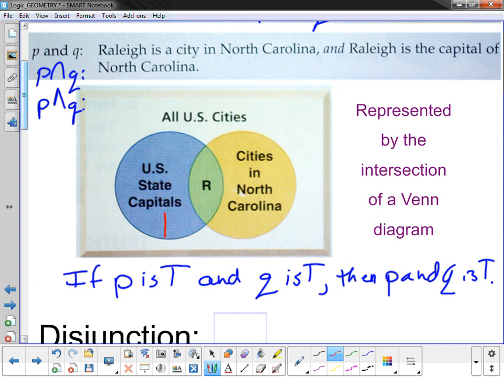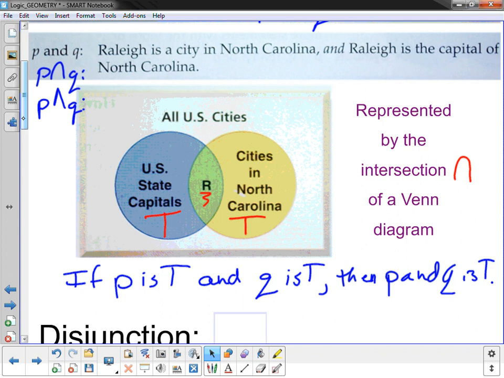So we would have to have a city that is a U.S. capital. We would have to have a city in North Carolina, and that would have to agree that it's Raleigh for this to be a true statement. Now that overlap area does not represent the size of answers in that grouping. It's just saying there are points of intersection, and that's true of any such diagram. And the symbol we use in our Venn diagrams for intersection is that upside down capital U shape.